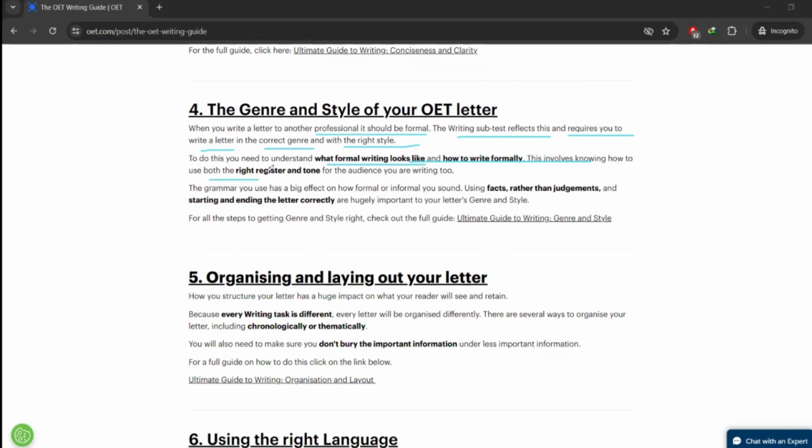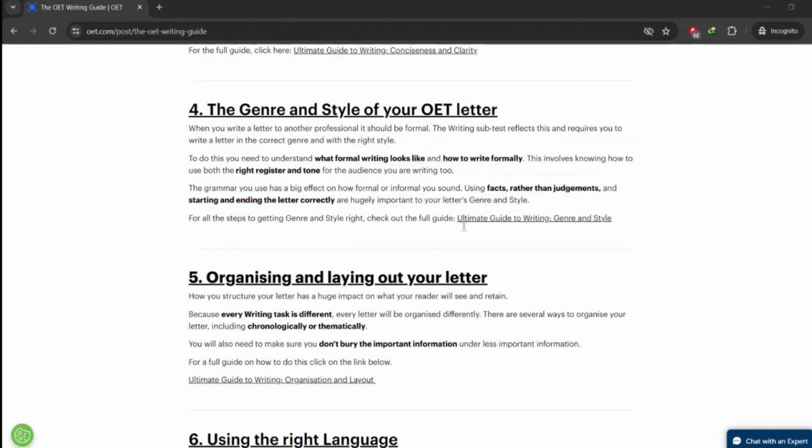This involves knowing how to use both the right register and tone. The grammar you use has a big effect on how formal or informal you sound. Using facts rather than judgments and starting and ending the letter correctly is usually important to your letter's genre and style as well. Okay.